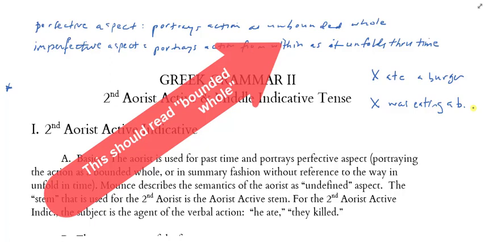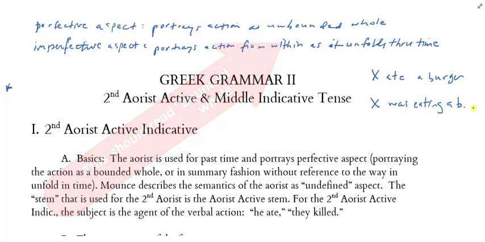Imperfective aspect portrays the action from within as it unfolds through time. And so when I say something like X, which stands for any person, was eating a burger, then we know that the action started, right? But it makes no comment or portrayal as to its completion, okay? And in that sense, I'm sorry, this should be as a bounded whole, not unbounded. So perfective views the action as a bounded whole. The whole action kind of capped together, right?